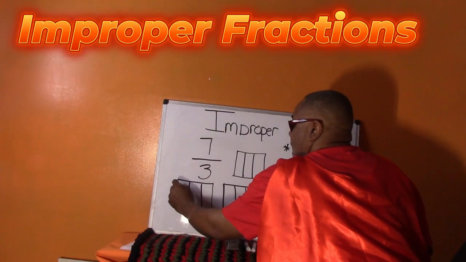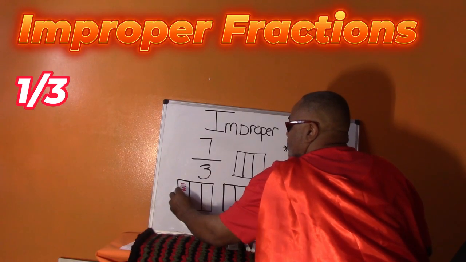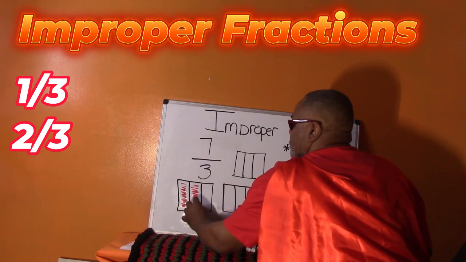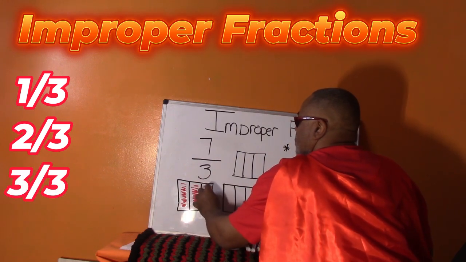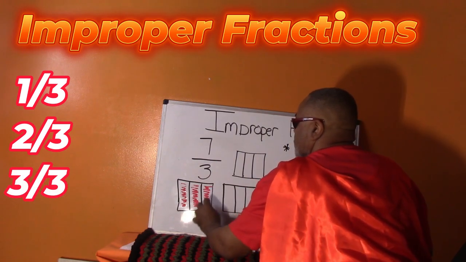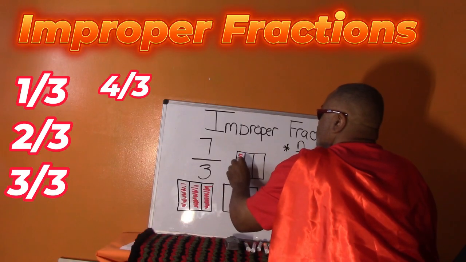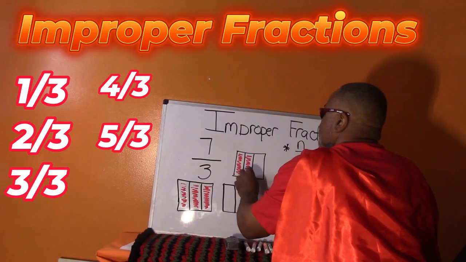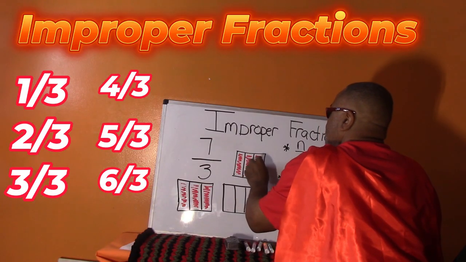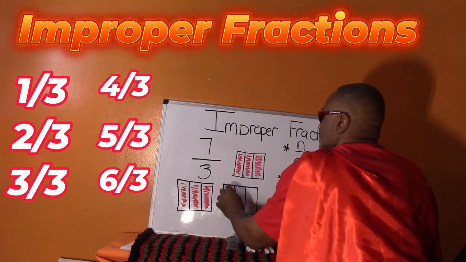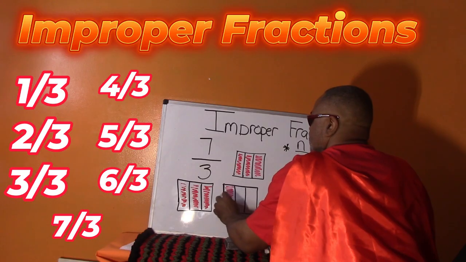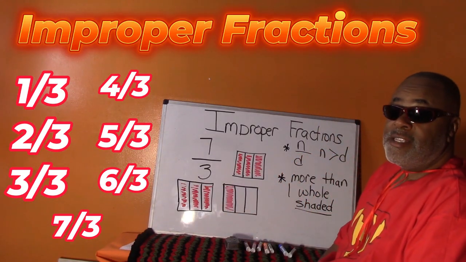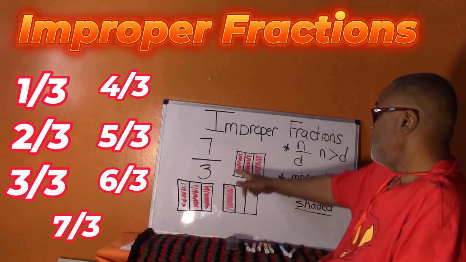So let's count. 1/3, 2/3, 3/3, 4/3, 5/3, 6/3, 7/3. Now, did I shade in 7/3? 7 of them are shaded?